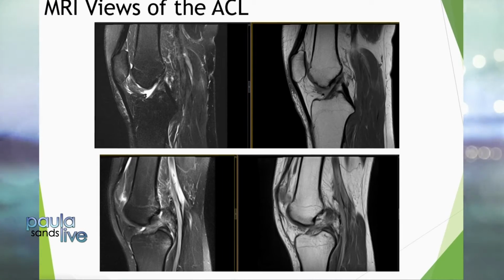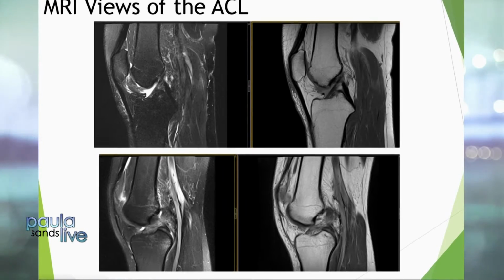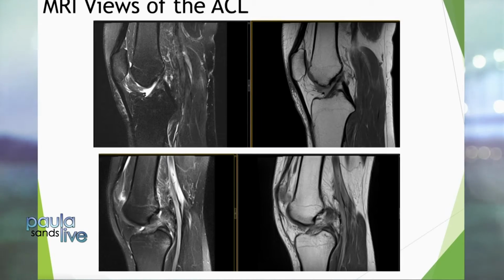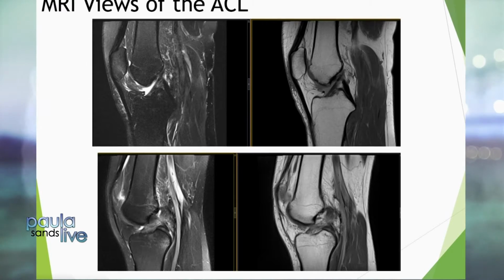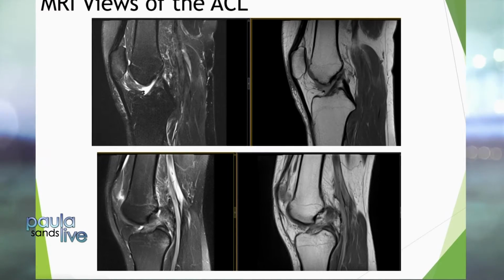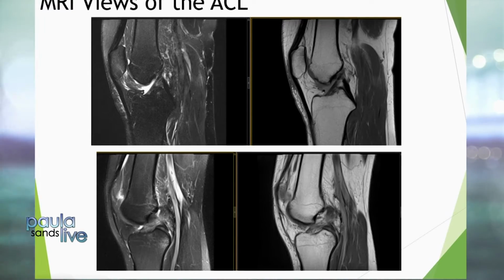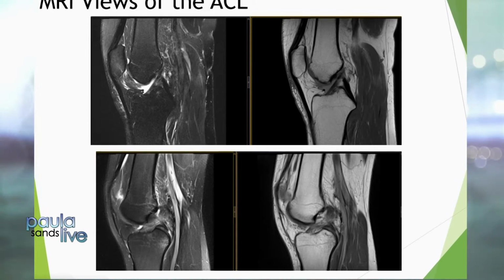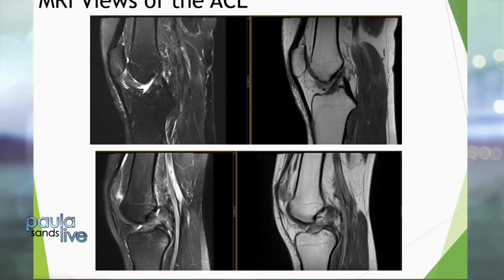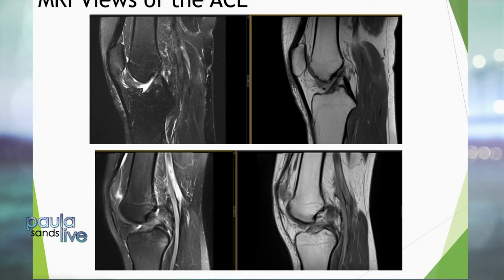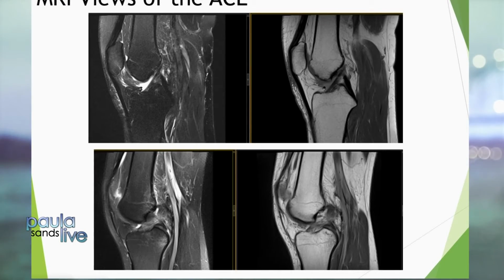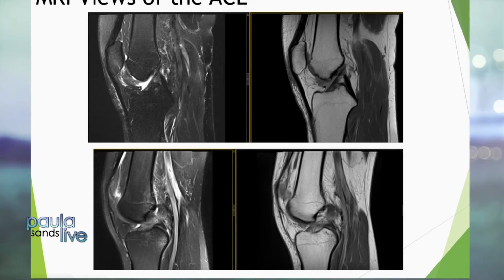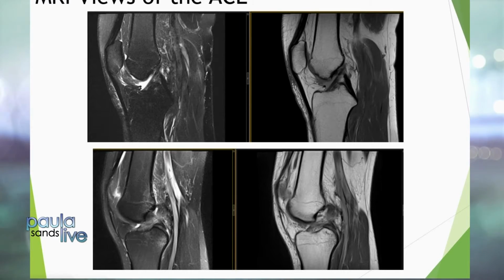Show us what we're looking at here, doctor. This is hard for us to discern, but explain that. So we're looking at a side view of an MRI of a knee, and the top two pictures are actually what a normal ACL looks like in the middle of the knee. So you'll see a straight black line going from the left side to the bottom to the right side top. And then the view underneath that is actually what a torn ACL looks like.